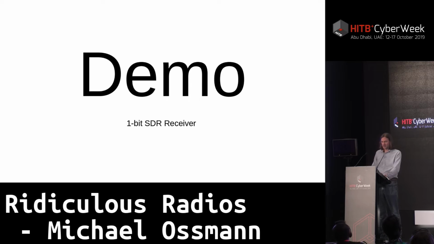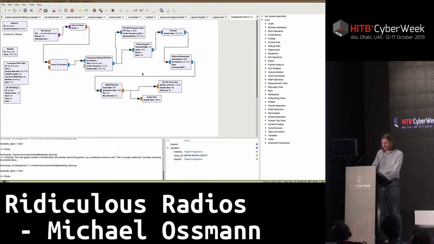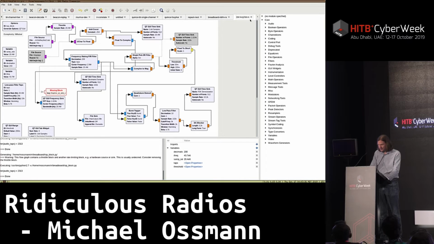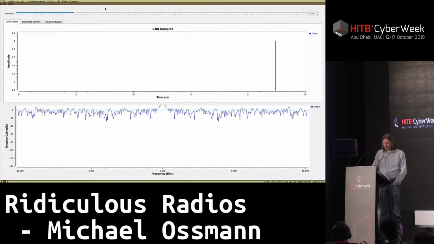So here's a little demo of our 1-bit SDR receiver. And this one is also in GNU Radio. And so this is a slightly more complicated flow graph. But basically we're doing a very similar thing to what I was doing in the 1-bit SDR flow graph, in that we are trying to extract a frequency modulated transmission from this signal. And let me show you what this looks like.